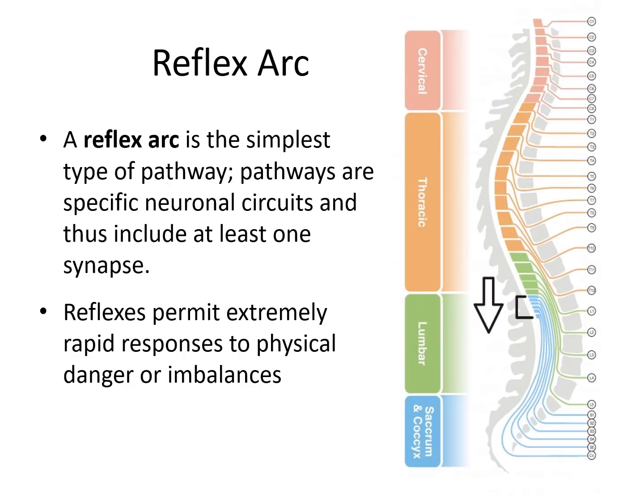A reflex arc, the simplest pathway, has to include at least one synapse. So at the very least, we have to have one afferent neuron and one efferent neuron. So we have a sensory input and we have a motor output. Now we may have one or more interneurons in between. And these pathways involve the spinal nerves and also the spinal cord itself.